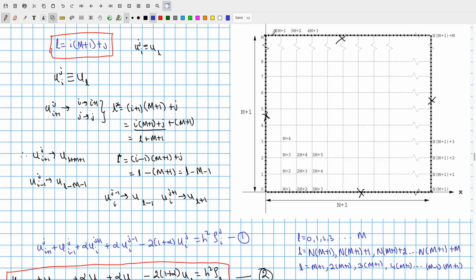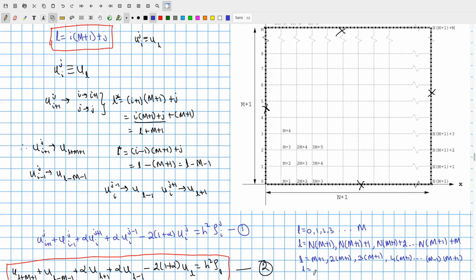Finally we have to go for the fourth boundary condition. We can see this is 2m plus 1, 3m plus 2, 4m plus 3. We can see the pattern very nicely. So this is going to become L equal to 2m plus 1, 3m plus 2, 4m plus 3, and it goes on. The last term will be n plus n minus 1. That's what it will become.